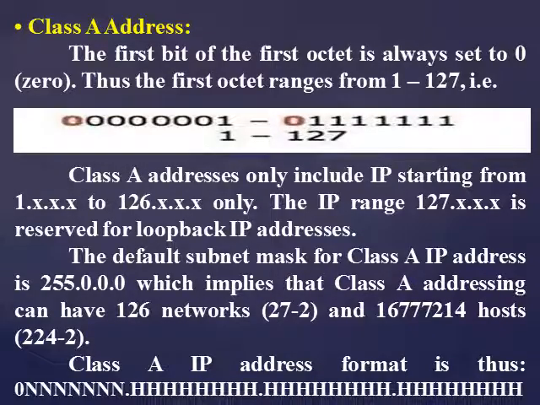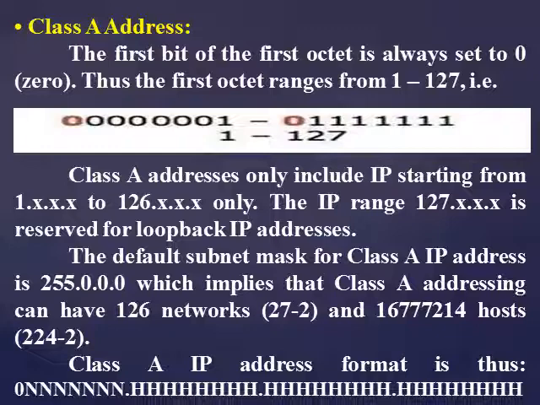So now let us move towards the class A address. The first bit of the first octet is always set to 0. Thus, the first octet ranges from 1 to 127, as shown in the figure. So it ranges from 1 to 127, out of which the first bit of the first octet is always set to 0, shown by red color.